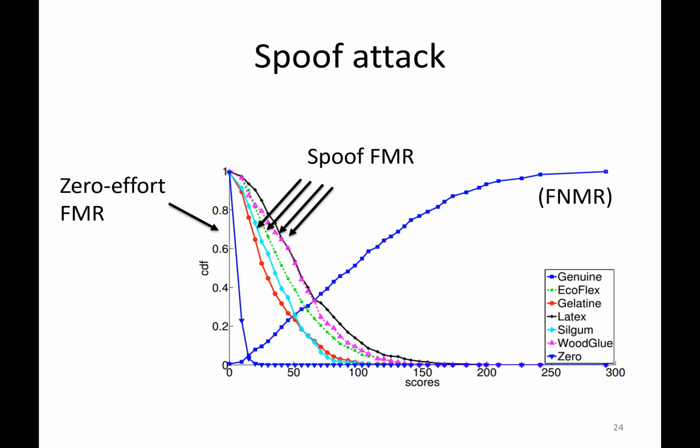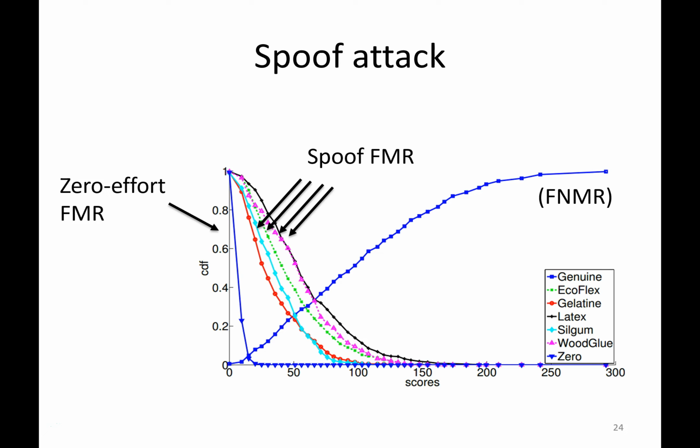And spoof attack as well will give you a different performance curve. In this case, this is a spoof attack using different material. If the zero effort attack gives you this curve, the spoof attack is actually moving closer to the imposter, so moving closer to the genuine score here. This results in a false non-match rate. Again, this is a better curve. As the spoof false match rate moves to the right hand side, you get worse performance.